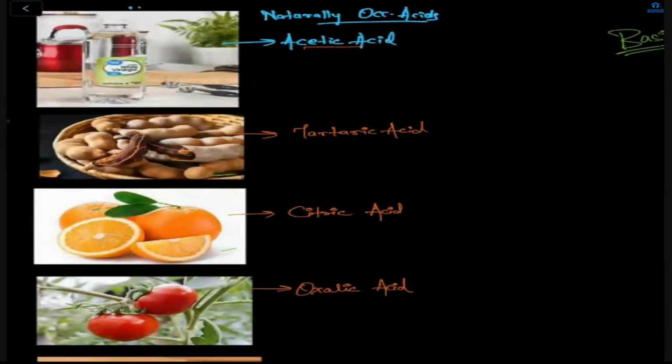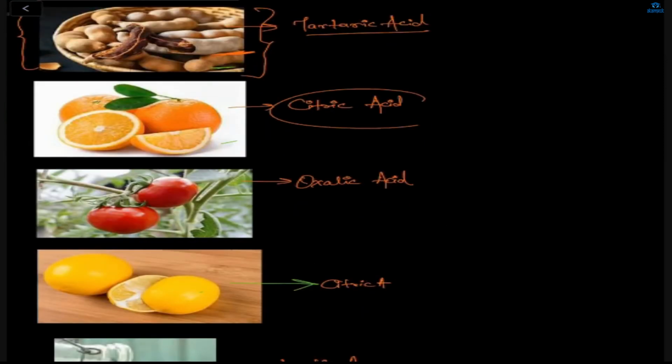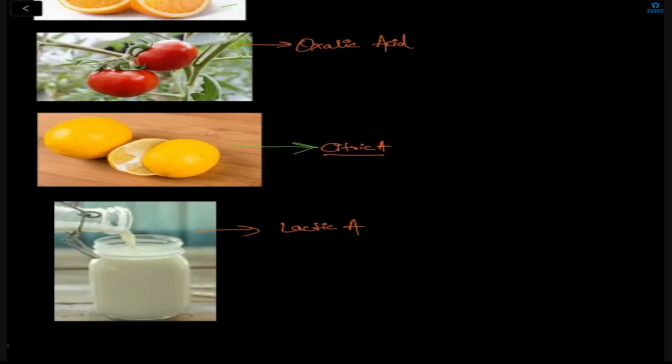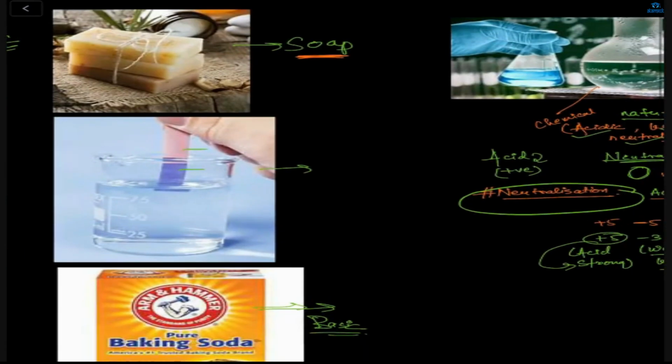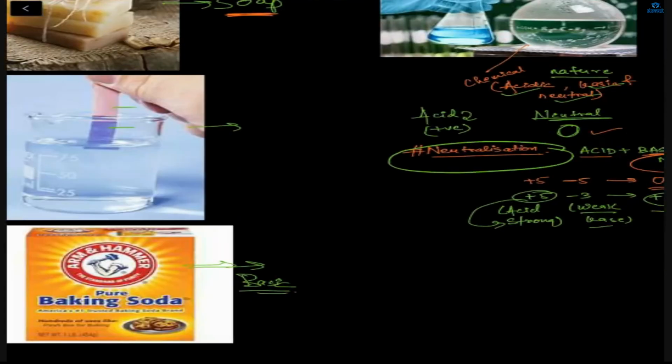This is vinegar. This is acetic acid. Shazan, what is this? Ma'am, it's tamarind. This is tartaric acid. This one is orange, citric acid. The tomato, oxalic acid. Lemon again citric acid, and this milk is lactic acid. And here this is soap and baking soda. These all are basic.